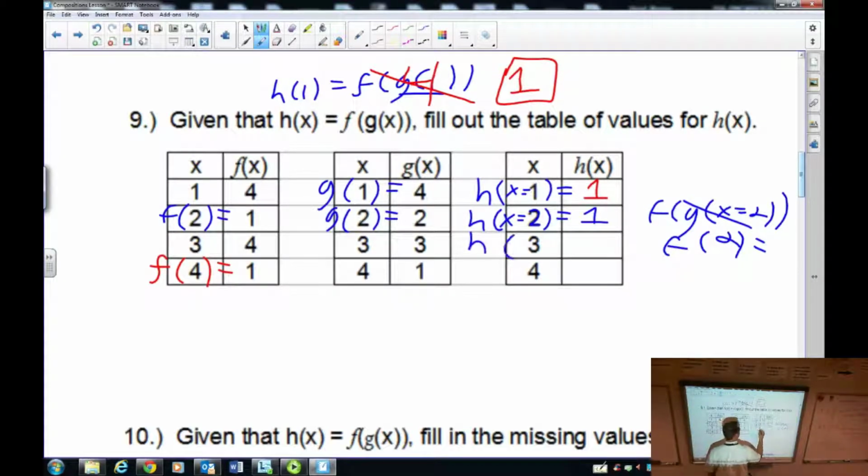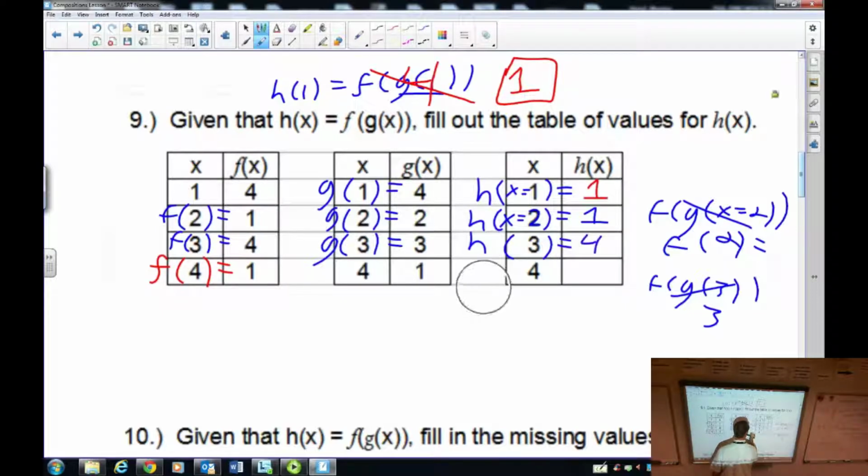Okay, h of 3 is equal to f of g of 3. So then we go over here to g of 3. Here's g of 3, x equals 3, is equal to 3. So then g of 3 is equal to 3, and it's directing us to f of 3. So here's f of 3, and f of 3 is equal to 4. So if f of 3 is equal to 4, that means that h of 3 is equal to 4.